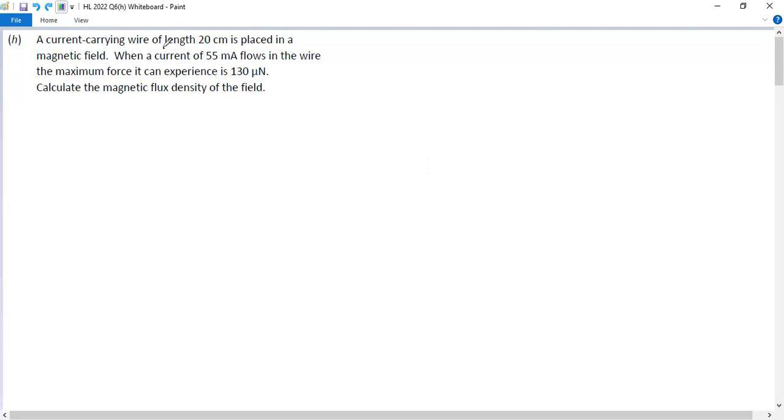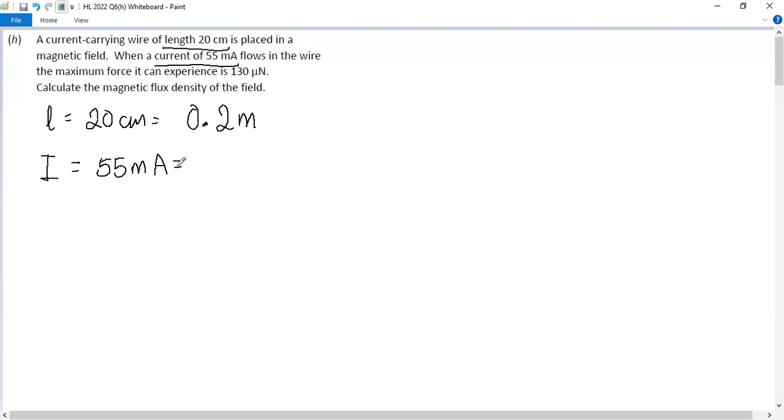So a current carrying wire has a length 20 centimeters. This is what I would do as well. I'm going to just skip straight ahead and write this in meters because I know I'm going to have to do it anyway. So 20 centimeters is 0.2 meters. A current of 55 milliamps flows in the wire. Capital I is current, 55 milliamps.